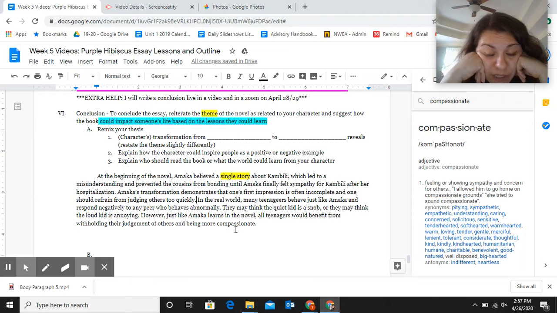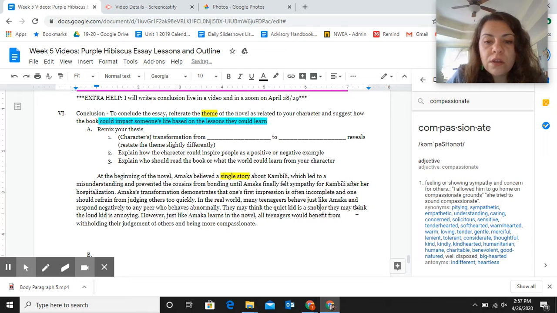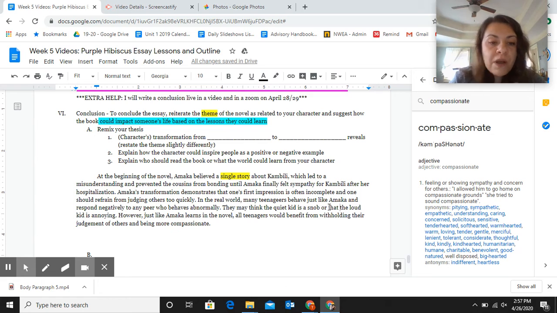In the real world, many teenagers behave just like Amaka and respond negatively to any peer who behaves abnormally. They may think the quiet kid is a snob, or that the loud kid is annoying. However, just like Amaka learns in the novel, all teenagers would benefit from withholding their judgment of others and being more compassionate. You know, the biggest critique of that is that it really applies to all people, but I said explain who should read the book or what the world could learn from your character, right? So I just said teenagers, but you could also use a more specific example.